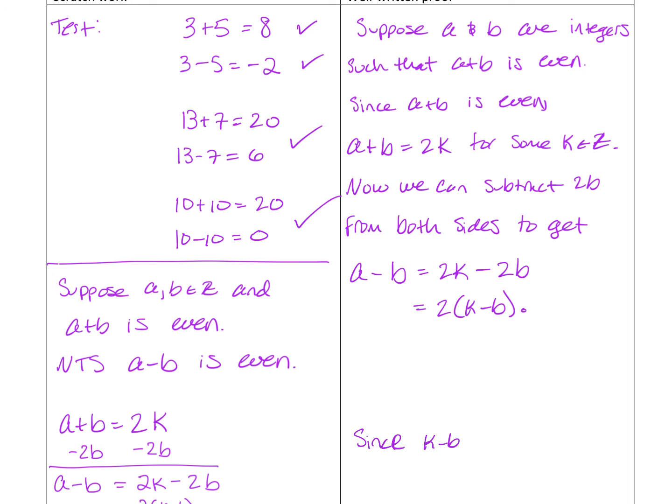Since k minus b is an integer, because k is an integer and b is an integer, both of those stated earlier. b is an integer, k is an integer. The difference of integers is an integer. So since k minus b is an integer, a minus b must be even.